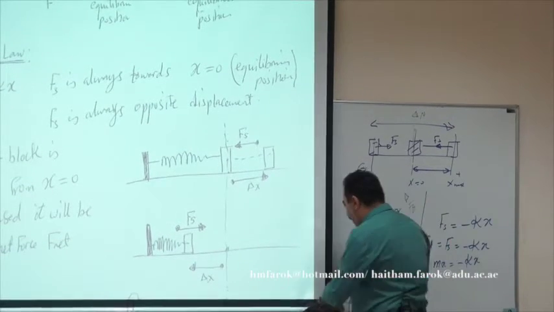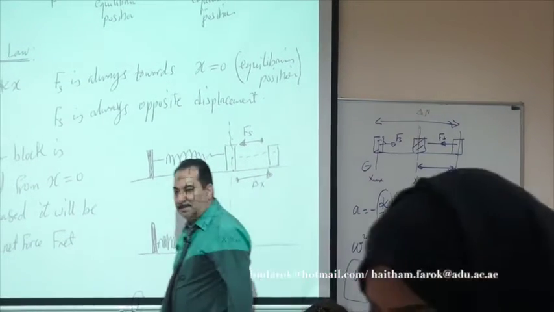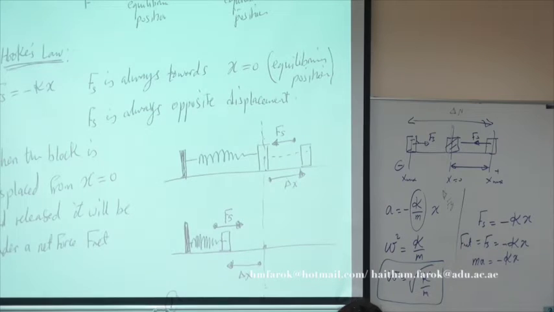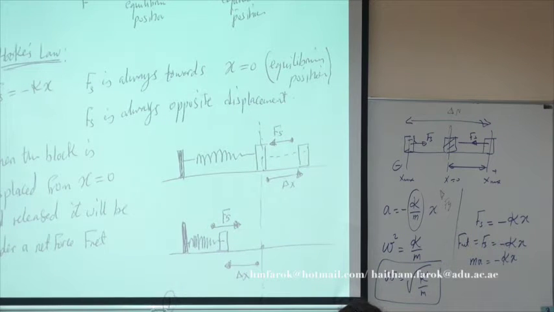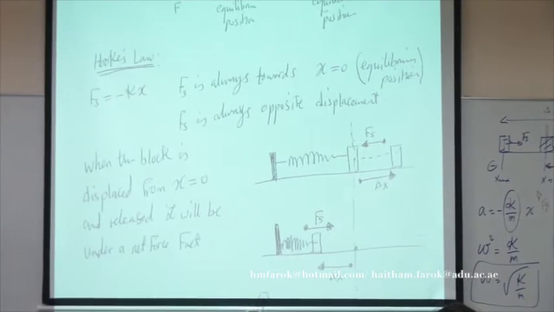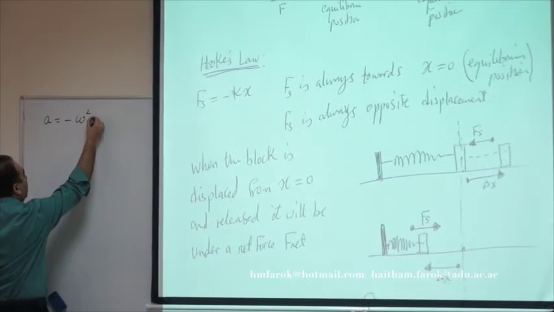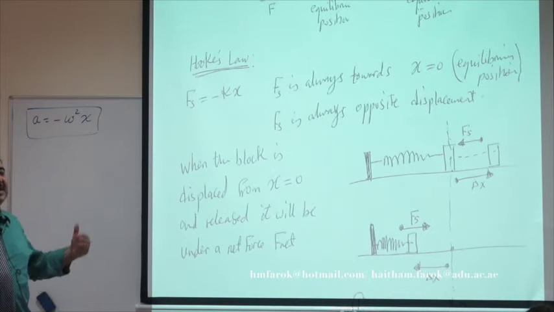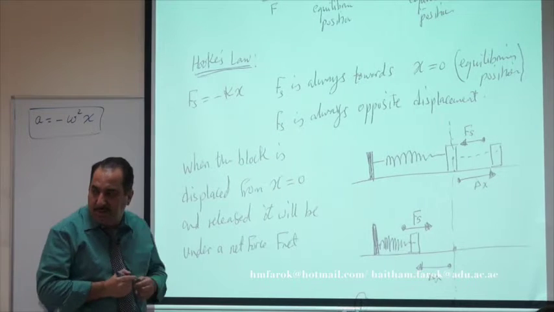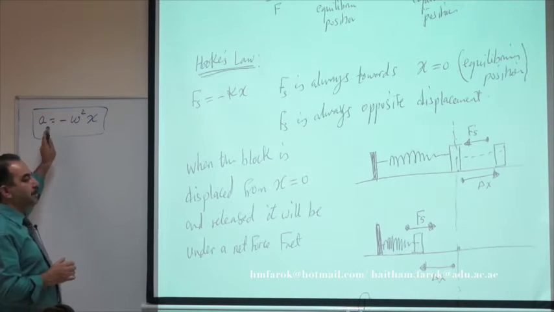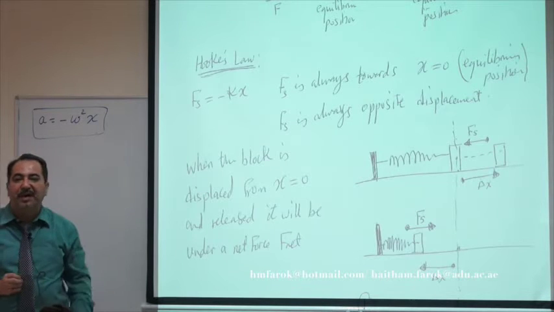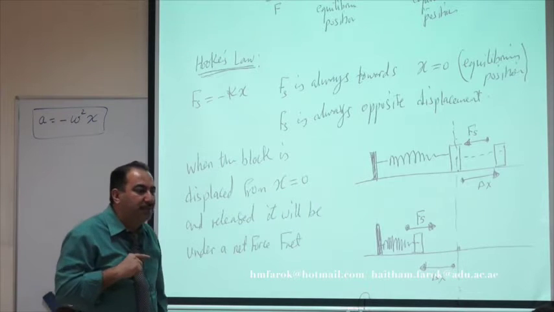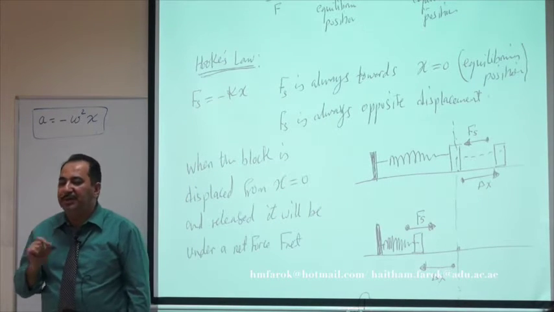So now, what do we have? Equation, yeah? What's the equation now? Acceleration equals minus omega square x. Yes? This is the acceleration for the spring, yeah? Now, what can you tell me about the acceleration here? Is it constant or variable? Depending on x.